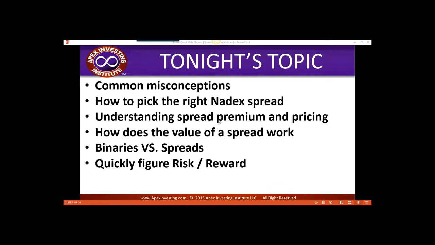Well, if you were with us last week, we were talking about binaries. We talked a lot about picking the right binary, right? How there's different binaries out there. There's some that are out of the money, at the money, in the money, different pricing. And a lot of times people like to go for the real cheap ones, the out of the money that are low risk. And we talked about how those are not always the highest probability of being profitable without huge moves.